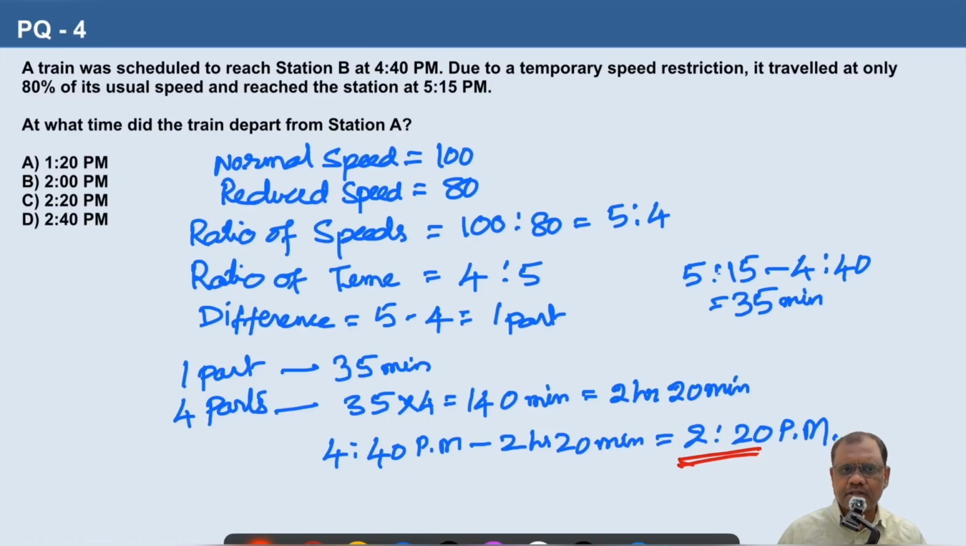If we had found out 5 parts instead of 4 parts, we could have subtracted it from 5:15. But here we found out the time taken with normal speed, so we subtracted it from 4:40. So option C is the correct answer.